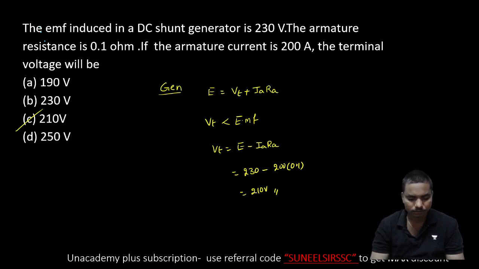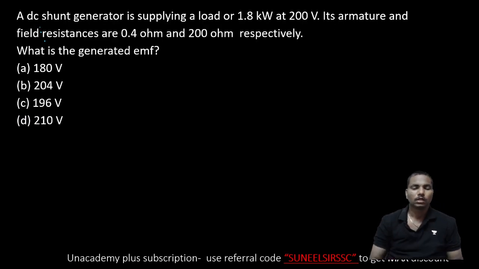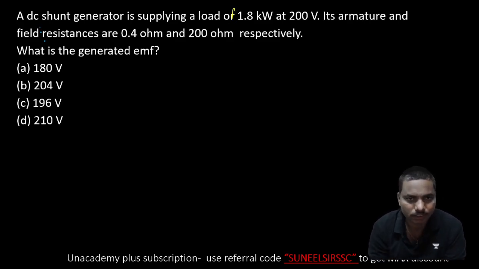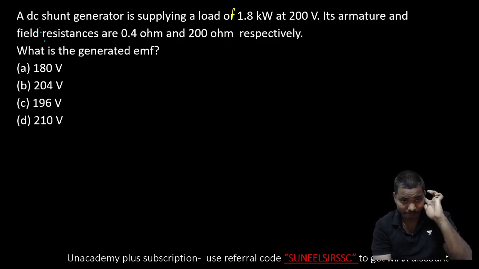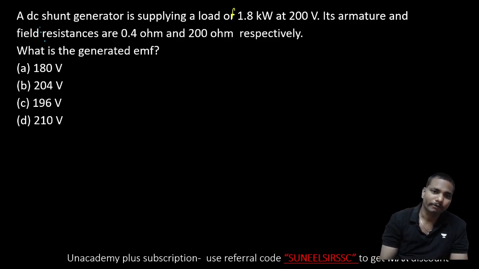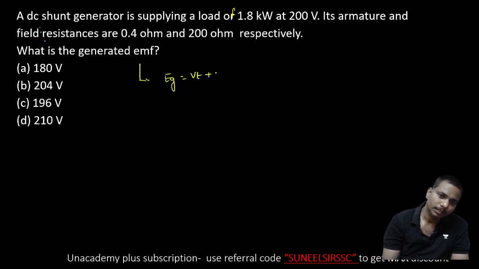Coming to the next one, guys. Coming to the next question. A DC shunt generator is supplying a load of 1.8 kilowatt at 200 volt. Its armature and field resistances are 0.4 and 200 ohms respectively. What is the generated EMF? The generated EMF formula, just now I have given: terminal voltage plus IA RA. So we have terminal voltage 200 and armature resistance 0.4, but we don't have IA. So how to find out the IA in shunt?